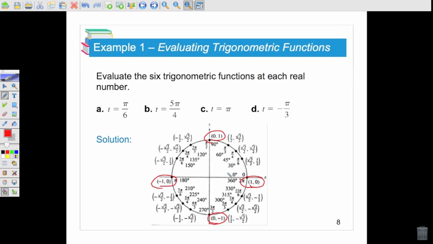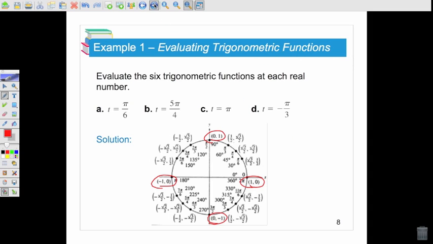Okay? I'm not asking you to dig any deeper into it at the moment. What we want to do is evaluate the 6 trigonometric functions at each real number. So when t is equal to pi over 6, what are the 6 trigonometric functions at that number?